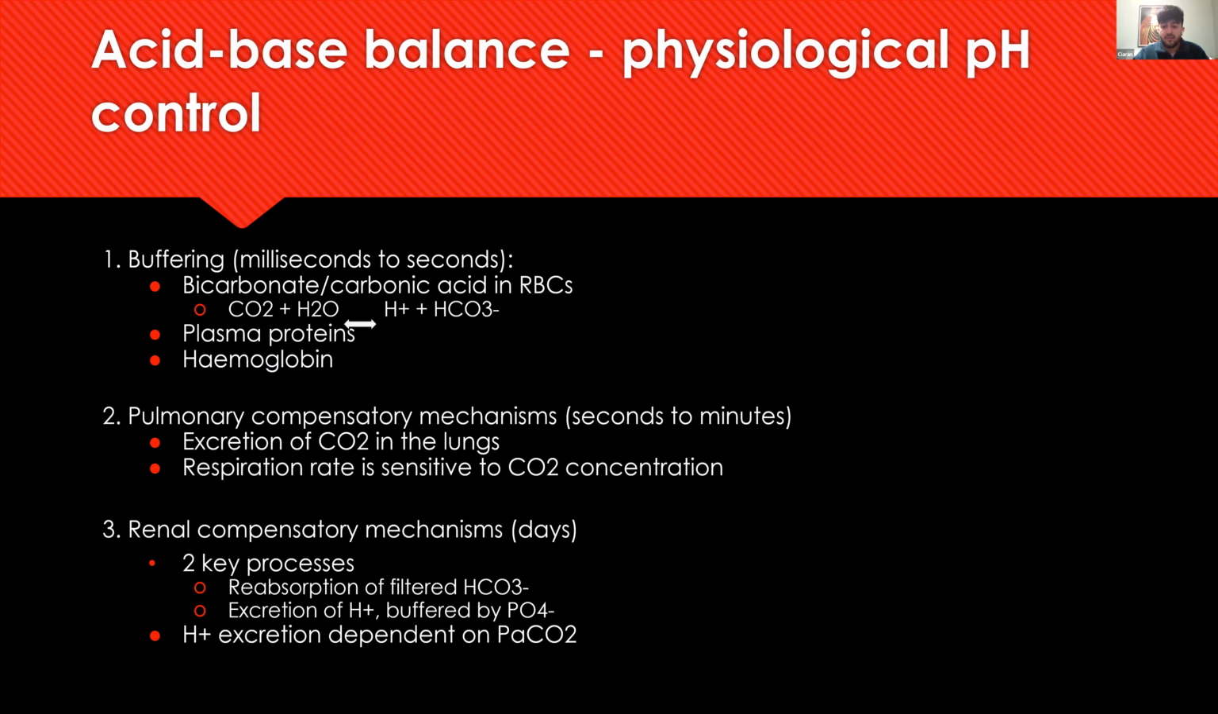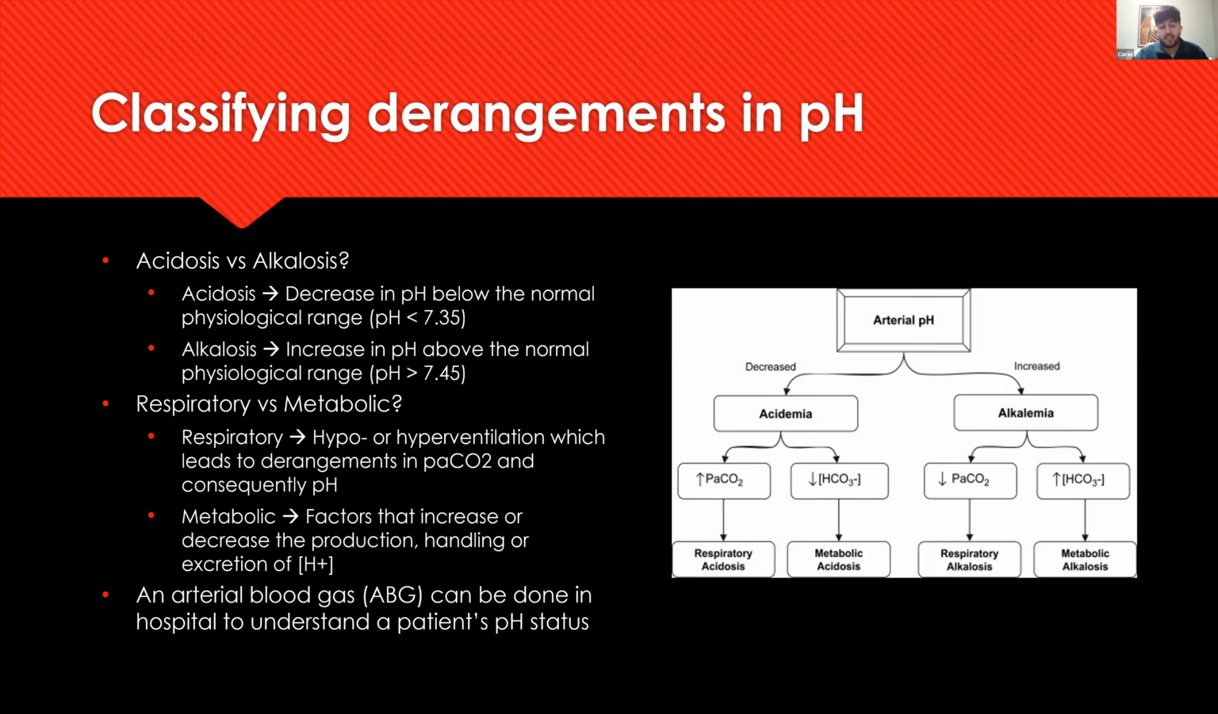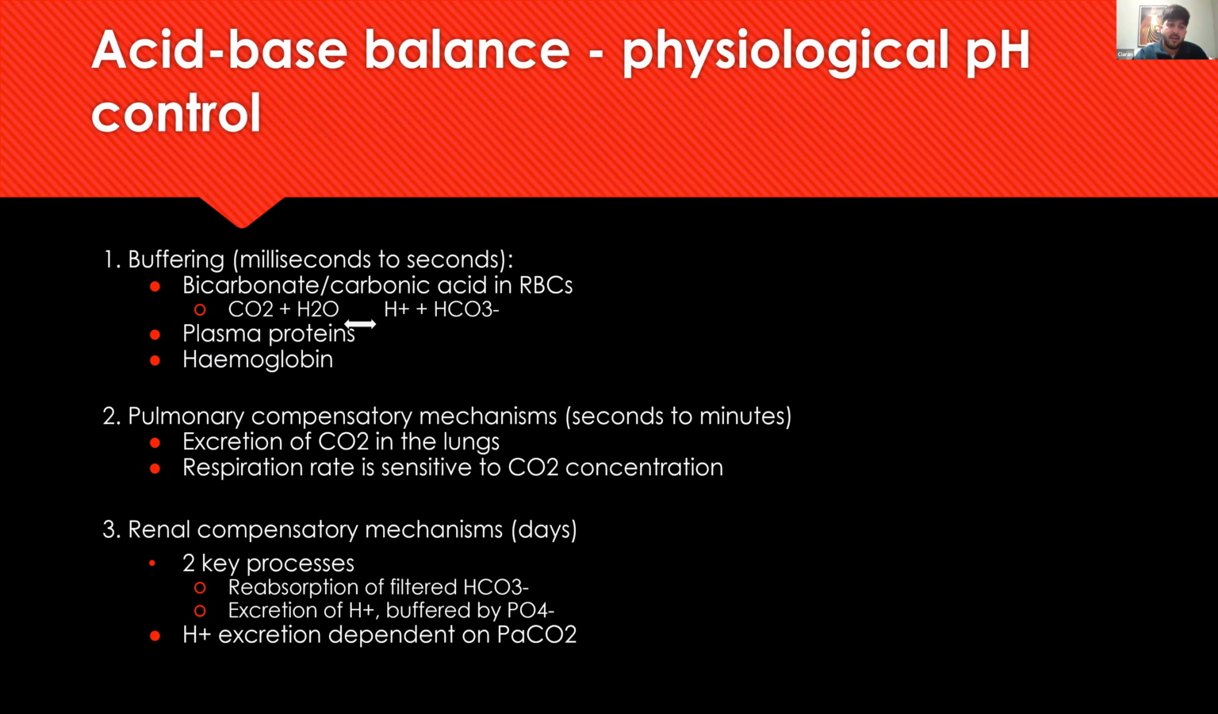Now, in terms of what the body does to cope with these acid-base disturbances, we have three main mechanisms, and these all operate on different timescales, which can account for the different presentations and the different readouts on blood gases. So first and foremost, the body's response is through buffering, and that's predominantly through this bicarbonate buffer system.